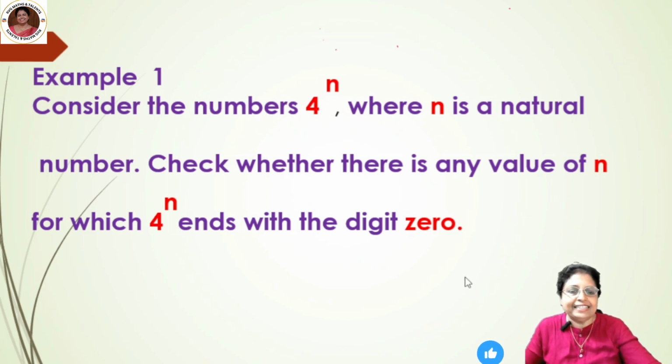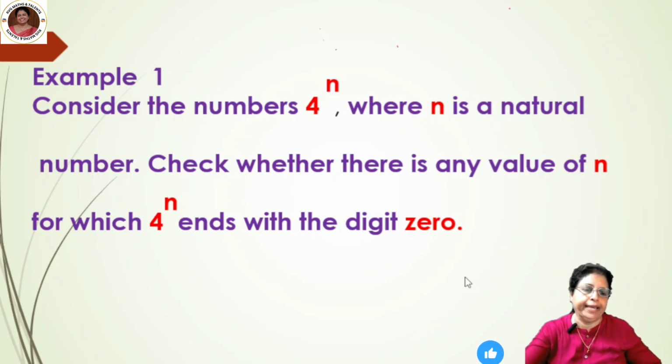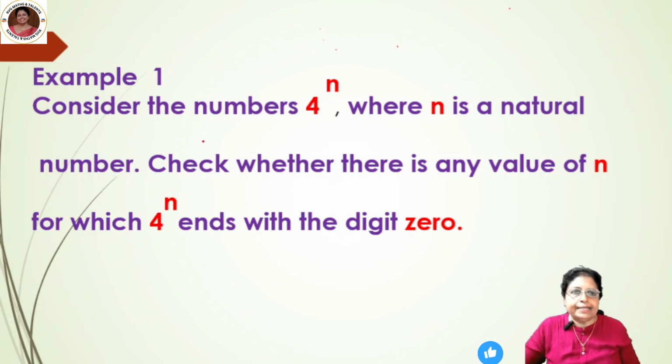See the first example. Consider the numbers 4 raised to n, where n is a natural number. Check whether there is any value of n for which 4 raised to n ends with the digit 0. That's the question. Let us see the example carefully. Consider the numbers 4 raised to n, where n is a natural number.